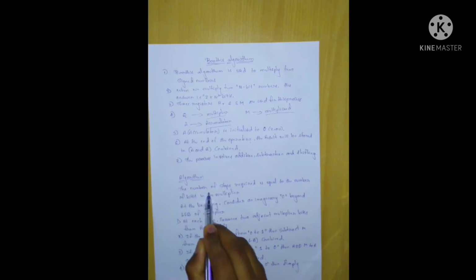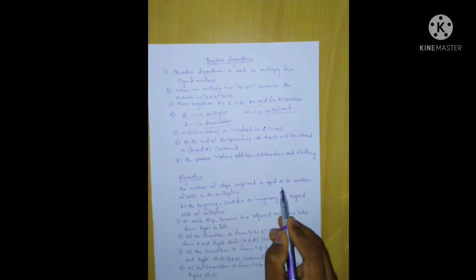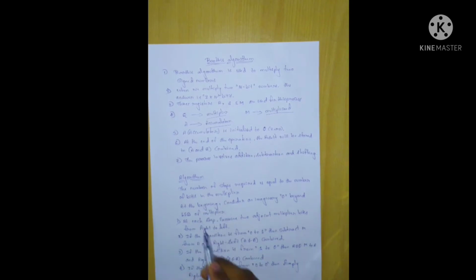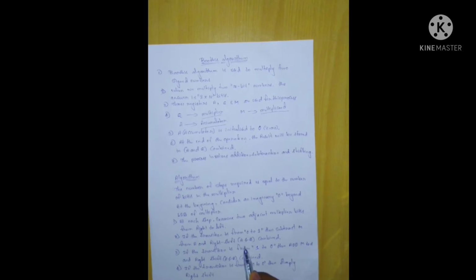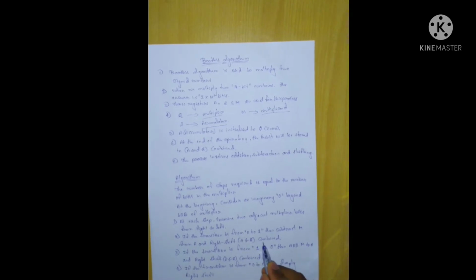Algorithm. The number of steps required is equal to the number of bits in the multiplier. At the beginning, consider an imaginary 0 beyond the least significant bit of the multiplier. At each step, examine two adjacent multiplier bits from right to left. If the transition is from 0 to 1, then subtract M from A and right shift the accumulator and multiplier combined.